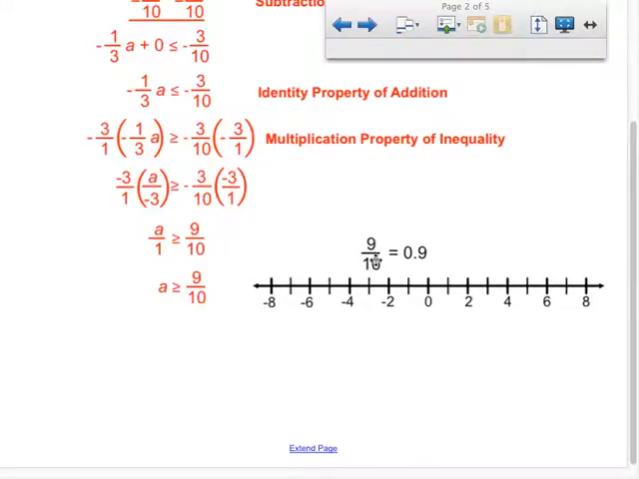So we know 9/10 looks like this decimal here, right? Which is almost a whole, right? So, Noah, why don't you pick up? What's my graph going to look like?